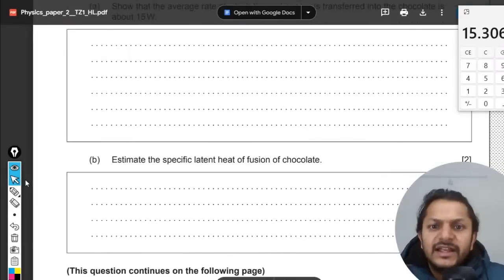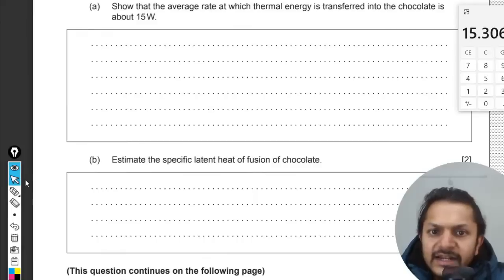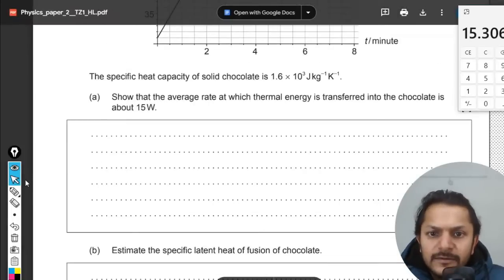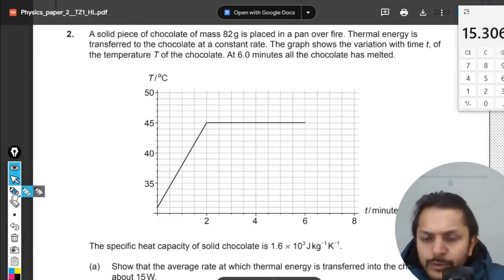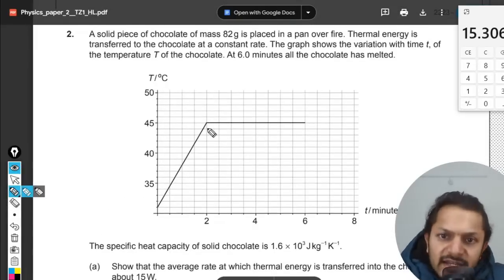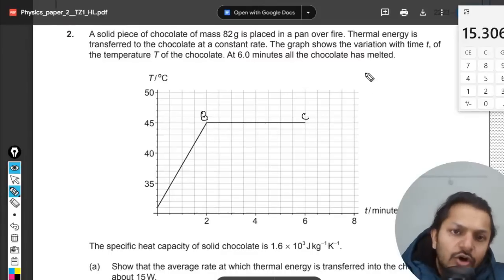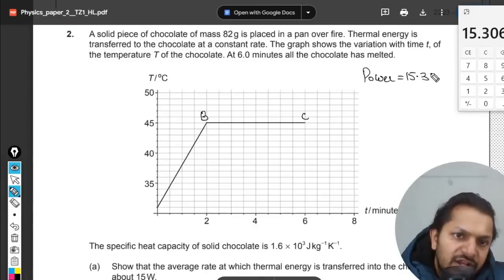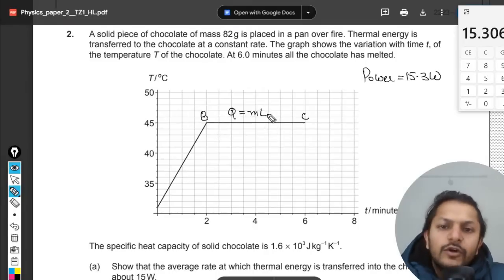Estimate the specific latent heat of fusion of chocolate. So now we want to comment on the latent heat of fusion. Okay, no problem. So in this, we would be concentrating on B and C. So the power or the rate at which the energy was given is 15.3 watt, and Q is equal to M into L is the formula. We want to find the L.